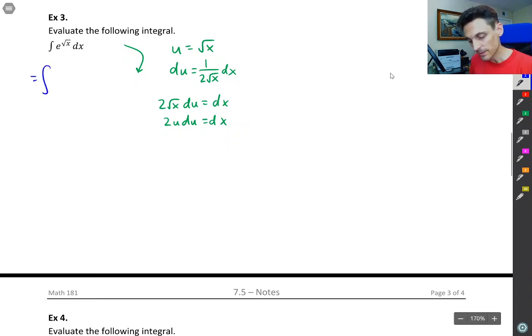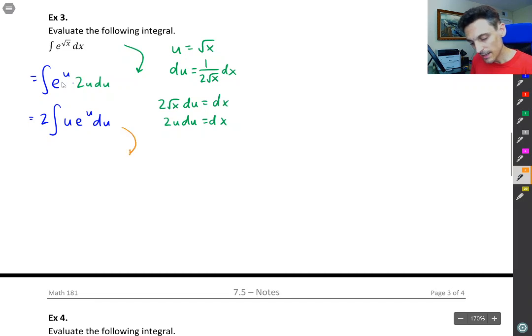Over here we've got the integral of e to the u, and then the dx becomes 2u du. So now the integral is all in terms of u. And this is an integral that you might actually recognize. This is like a u e to the u, a polynomial times an exponential. This one we can use integration by parts on. So we're going to take one more step here to take the 2 out and write it as 2 times the integral of u e to the u du.